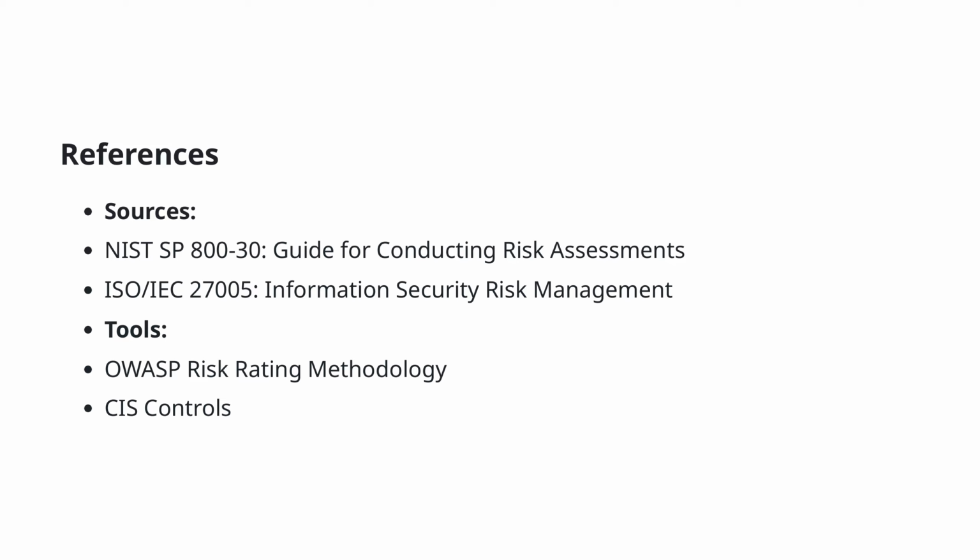In terms of tools, the OWASP risk rating methodology is extremely valuable. It provides a practical method to assess and prioritize risks, particularly in the context of web application security. Lastly, the CIS controls are a set of best practices that help guide organizations in identifying and mitigating risks effectively. These controls offer actionable steps to enhance your organization's security posture. Utilize these sources and tools to develop a robust risk management strategy tailored to your organization's needs.